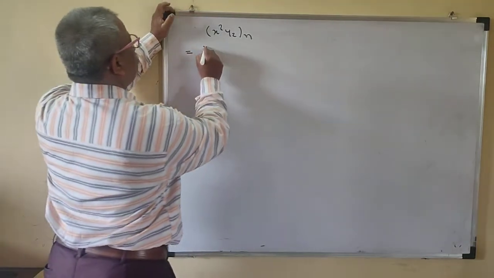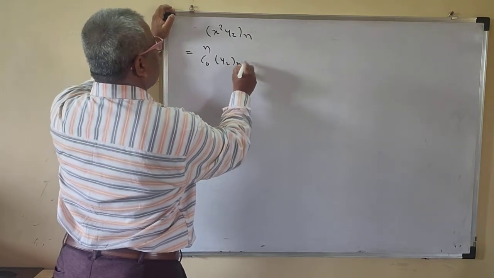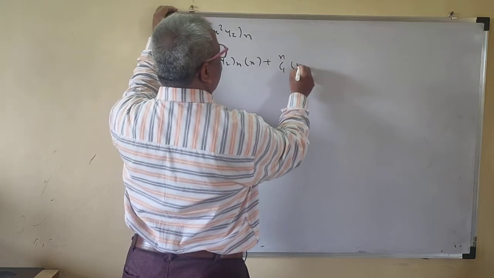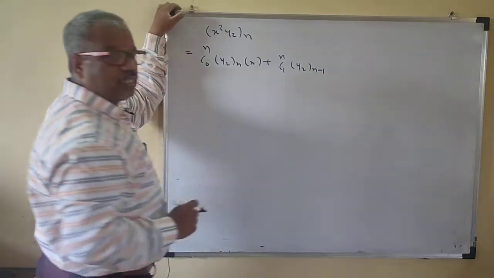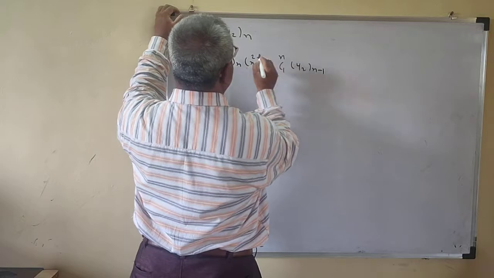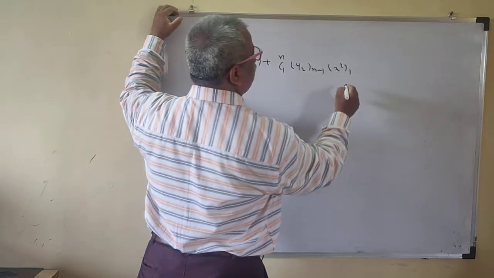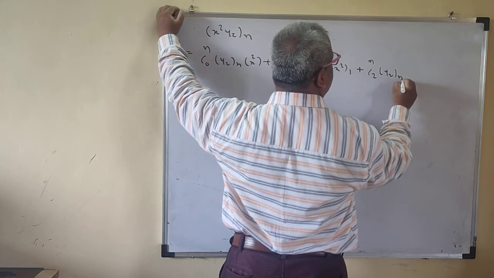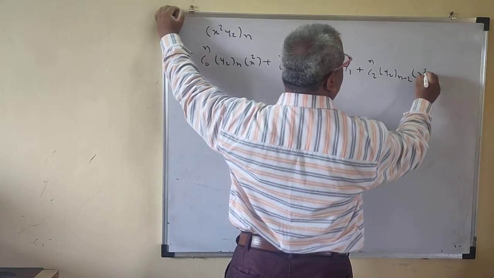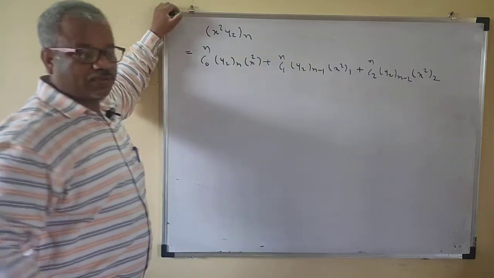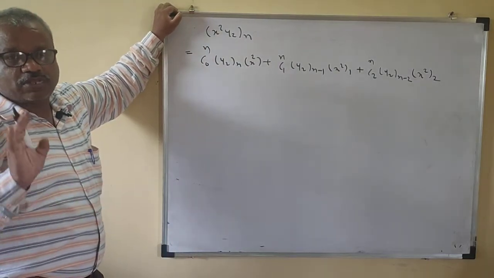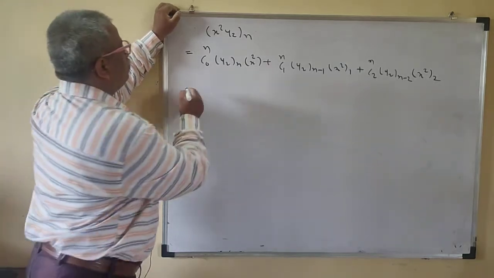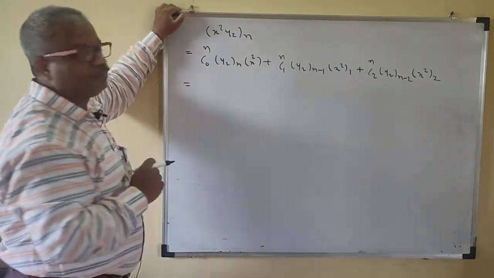So nC0 y2 nth derivative times x squared as it is, plus nC1 y2 (n minus 1)th derivative times the first derivative of x squared, plus nC2 y2 (n minus 2)th derivative times the second derivative of x squared. The second derivative of x squared is constant, and the third derivative of x squared is 0, so I stop writing further terms. nC0 is 1.